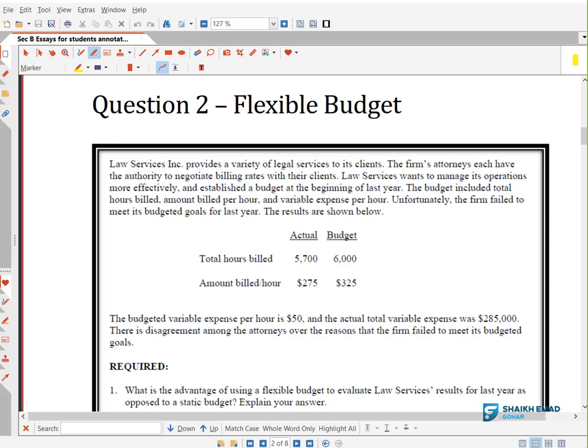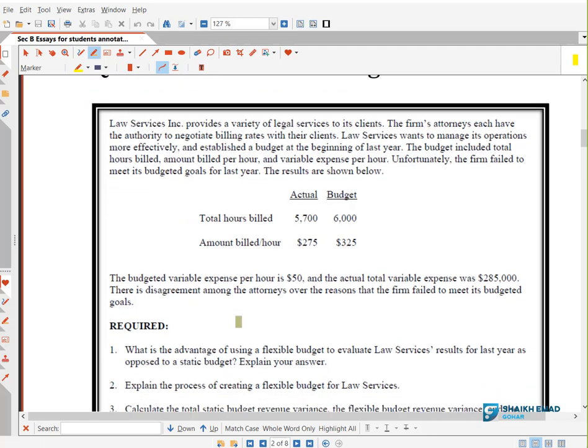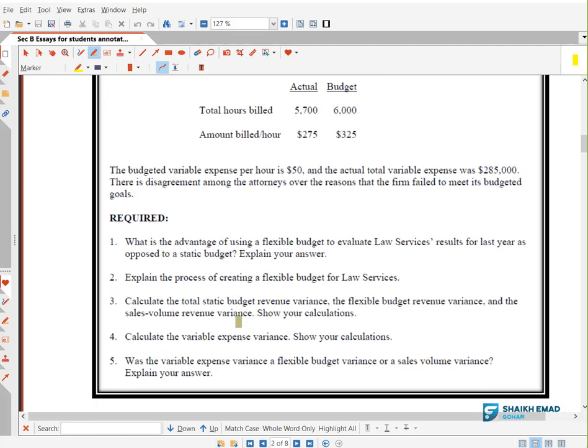Today we will do another question on flexible budget. Exam technique: first read the requirement. There are a total of 5 requirements in this question. What is the first requirement? They are saying, what is the advantage of using a flexible budget to evaluate the company's results for the last year as opposed to a static budget?